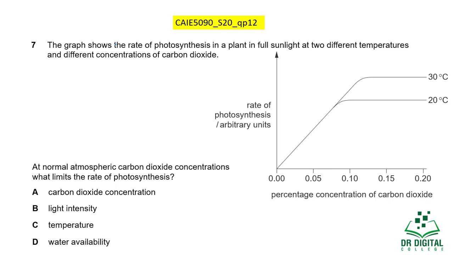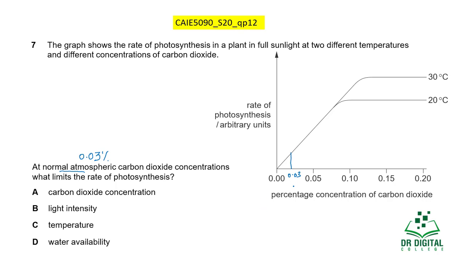In this question, the graph shows the rate of photosynthesis in a plant in full sunlight at two different temperatures and different concentrations of carbon dioxide. At normal atmospheric carbon dioxide concentrations, what limits the rate of photosynthesis? You know that the normal atmospheric carbon dioxide concentration is 0.03%. Okay, and this will be falling almost at this position, 0.03% carbon dioxide concentration.